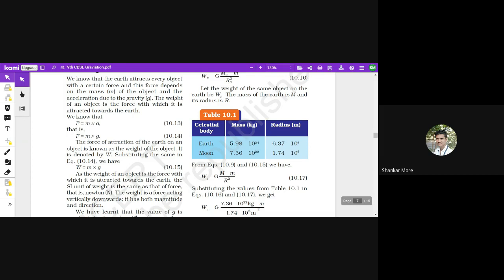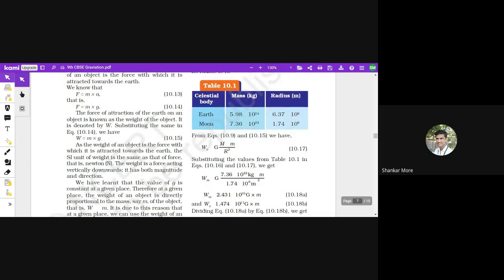Okay, so as the weight of an object is the force with which it is attracted towards the Earth, the SI unit of weight is the same as the force, and that is newton, right? So जब भी हम वेट की बात करते हैं, we talk about kgs, grams, right? But the actual scientific unit of the weight is not kg or grams, it is newton. Weight is nothing but the force, right?